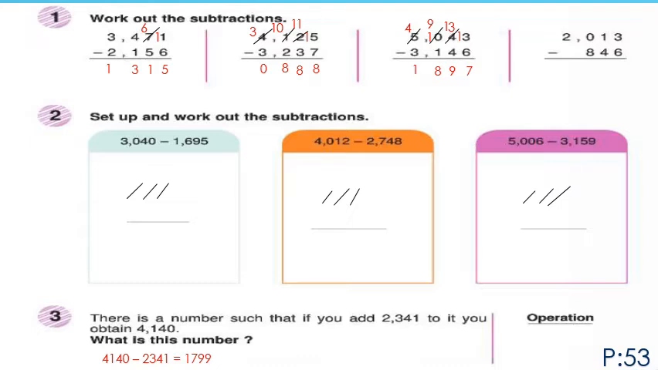We continue to the fourth example. We have 2,013 minus 846. Always we start from the ones place value. 3 minus 6, we cannot subtract 6 out of 3. So we can borrow from 1, which is in the tens place value. 1 will become 0 and the 3 will become 13. 13 minus 6 is 7.